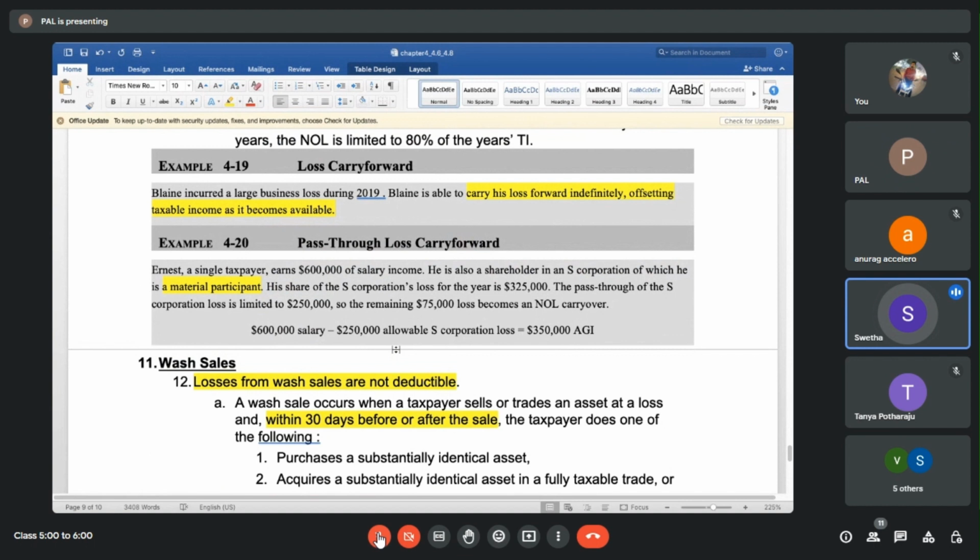Ma'am, is below the line the same as in Indian taxation, or like appropriation? Are you asking me? Yes, ma'am. I think Shweta will be the best person to answer that. I'm not sure about Indian taxation. Give it a try, Shweta. Otherwise, Tanya, you can help.